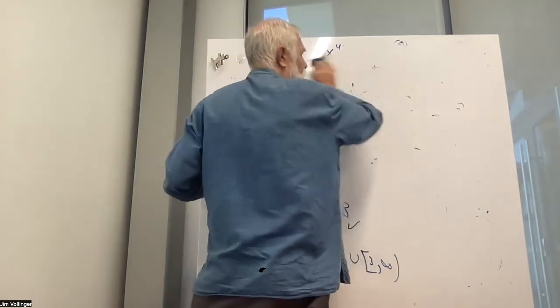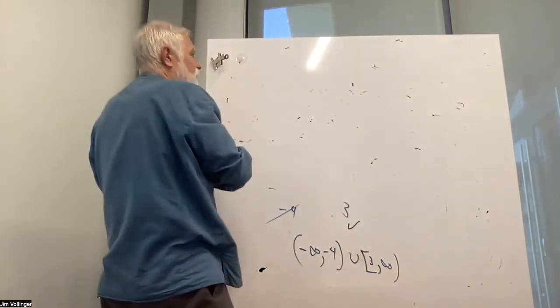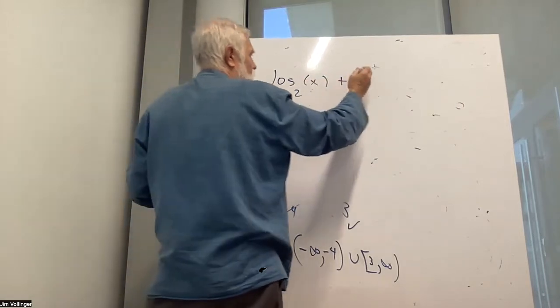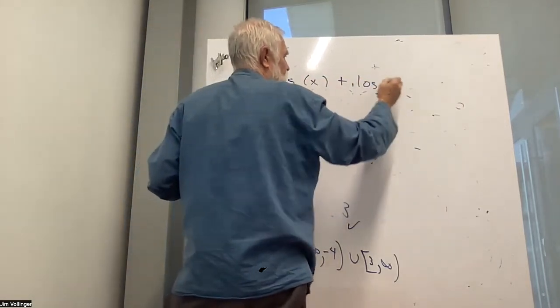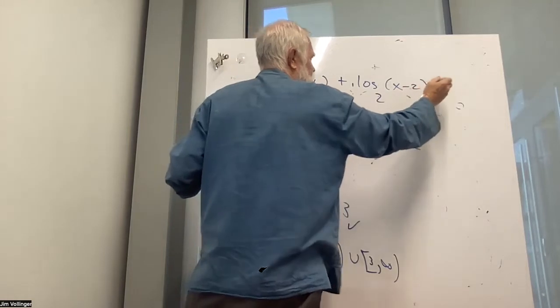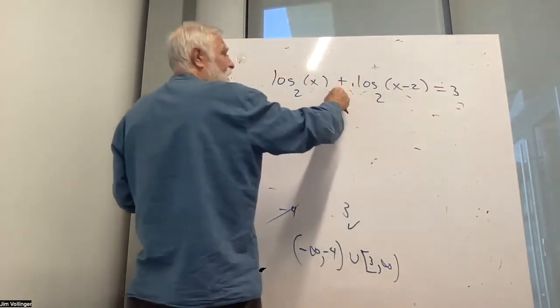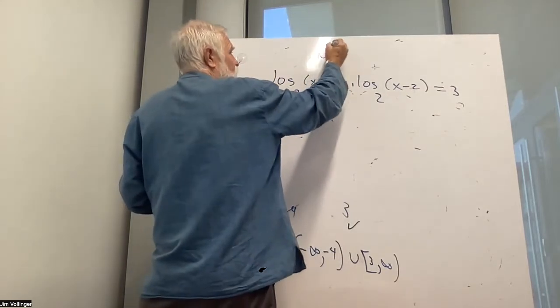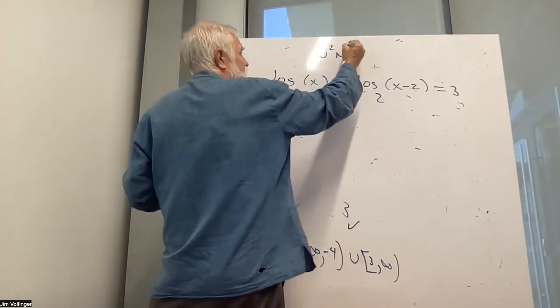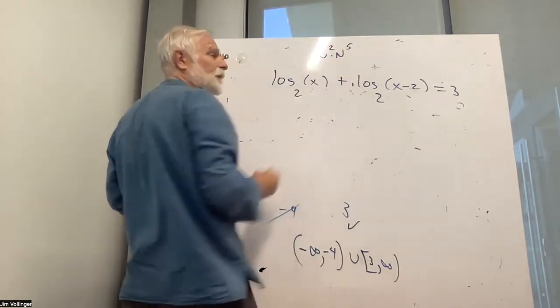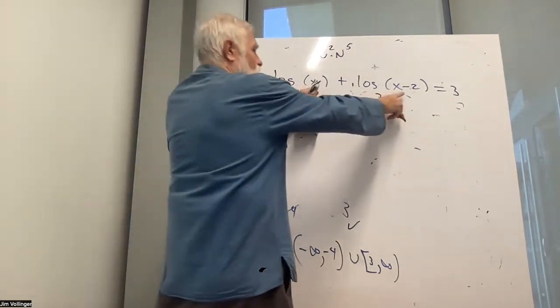I'm gonna do a couple of logs here. So let's say we have log base 2 of x and log base 2 of (x minus 2) equals 3. Okay, so these are all exponents. When do you add exponents? When you have a number to an exponent, right? That's when you add exponents. What does it come from? Multiplication. Multiplication of what? The quantities.